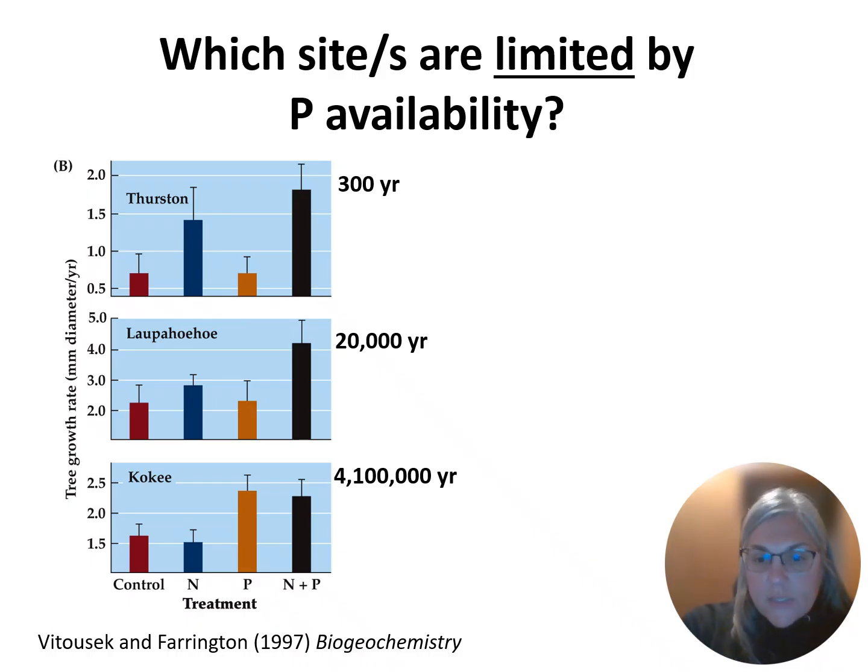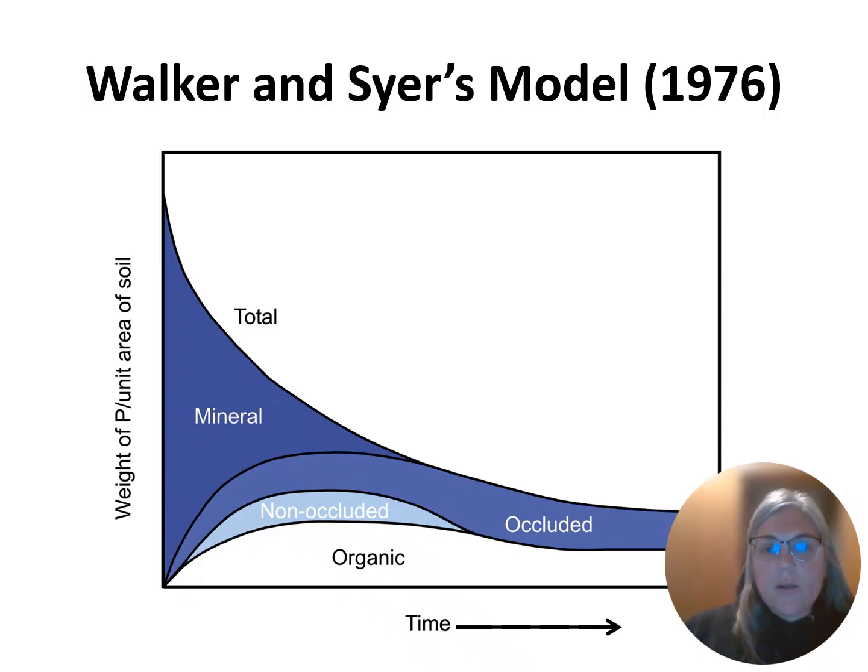Now let's look at the last one. This is the oldest site. When they added phosphorus, it does look like plant growth increased relative to the control. So this would suggest that this site is phosphorus limited, because when they added phosphorus, they saw an increase in growth. And if we go back to the Walker-Syers model, that makes sense, right? Because they proposed that older sites would have less phosphorus availability, and hence they would be more phosphorus limited.